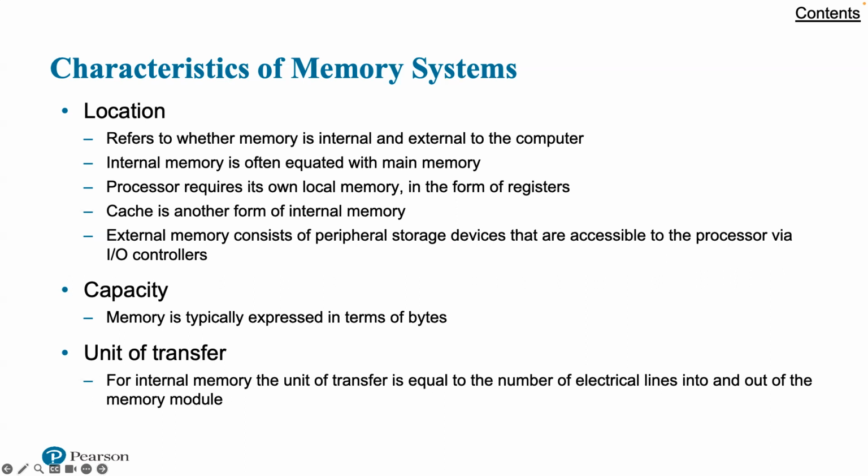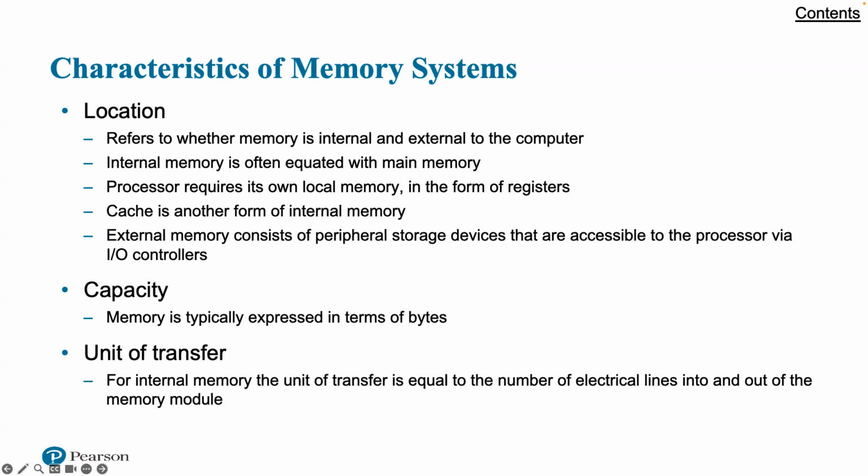We can also think of addressable units. In some systems, the addressable unit is the word. However, many systems allow addressing at the byte level. In any case, the relationship between the length in bits A of an address and the number N of addressable units is 2 to the A is equal to N.